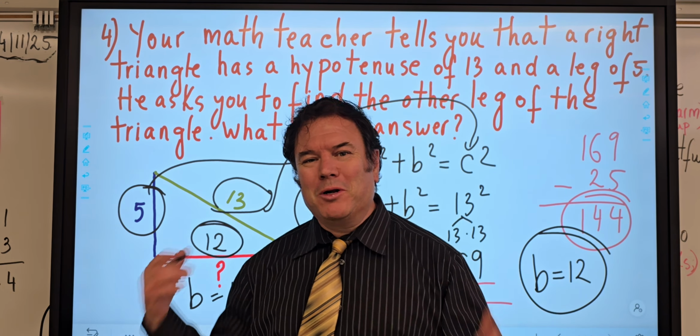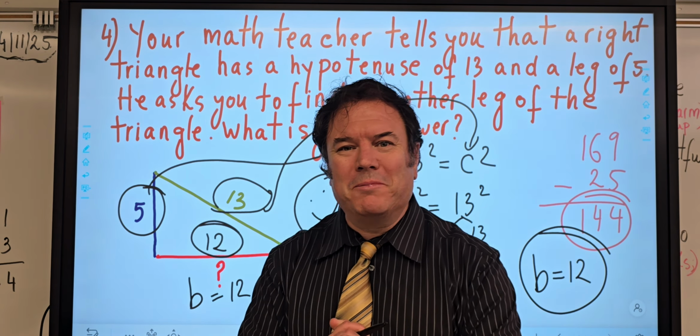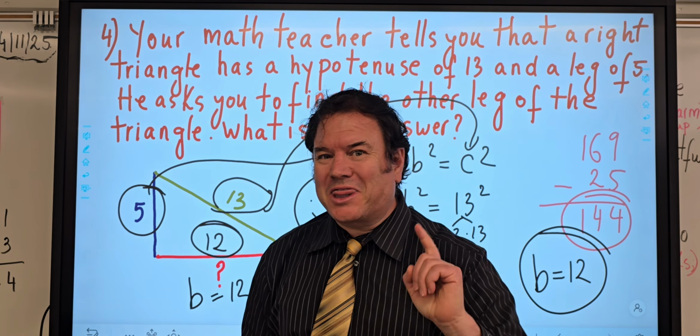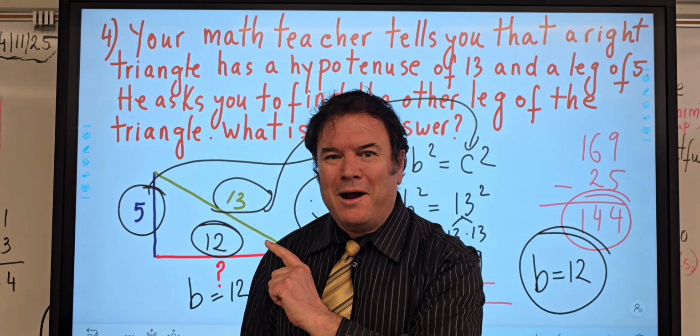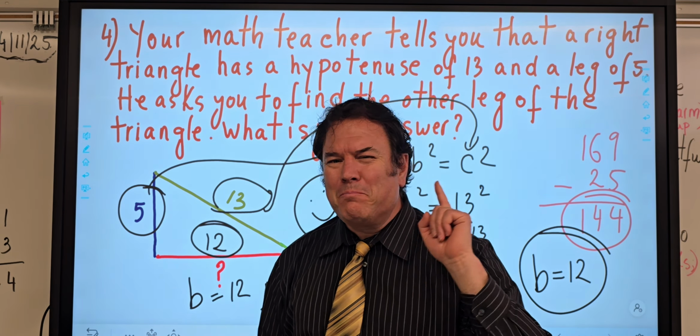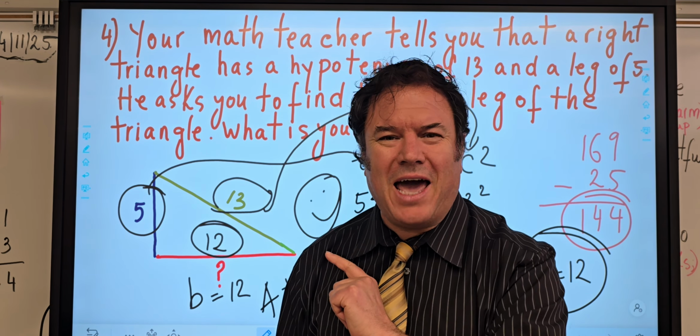You see, we were able to solve so many word problems today because we used the Pythagorean Theorem. a squared plus b squared equals c squared. And again, please don't ever forget that.